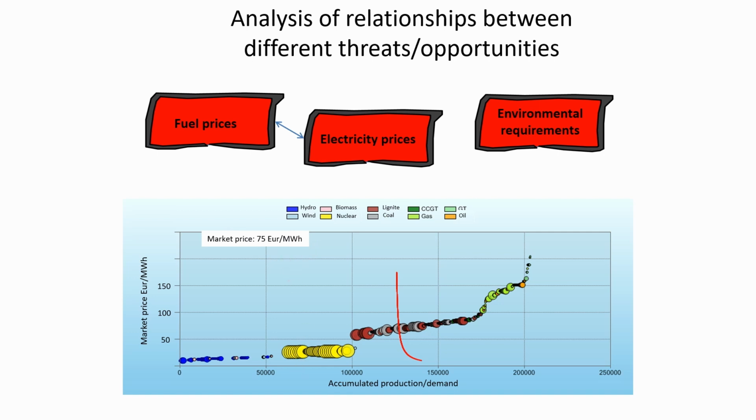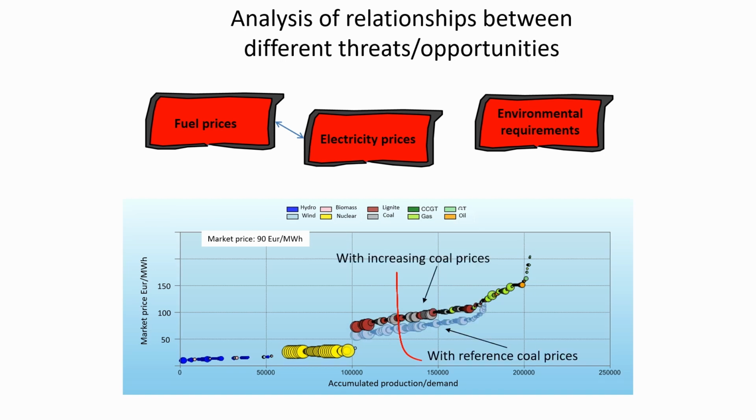But if we increase coal prices, for instance, here, then it will be more expensive to produce on coal-fired units and prices will increase. So now the market price in this situation will be 90 euros per megawatt hour.